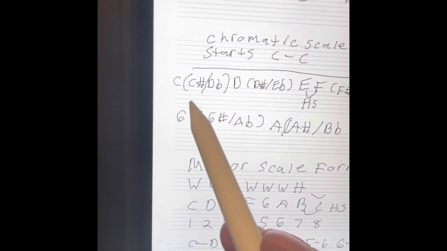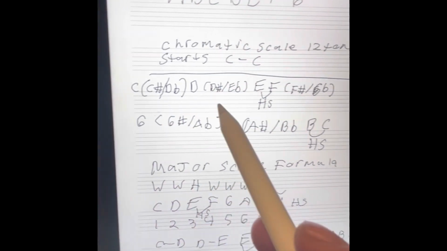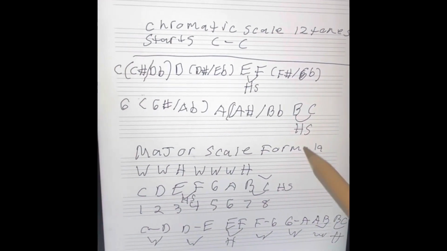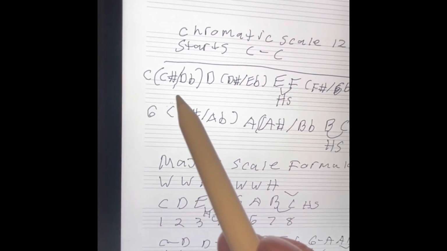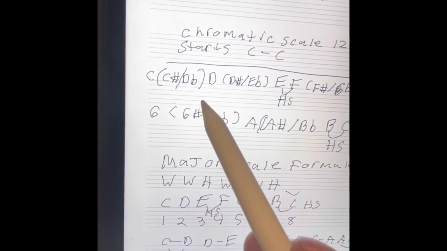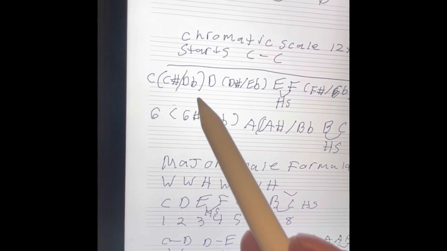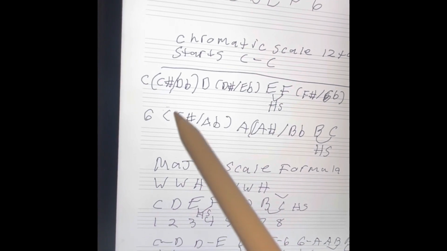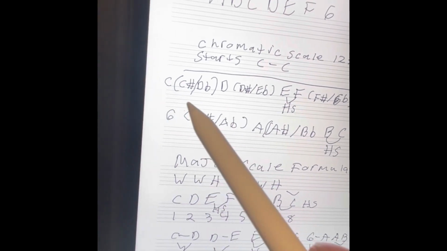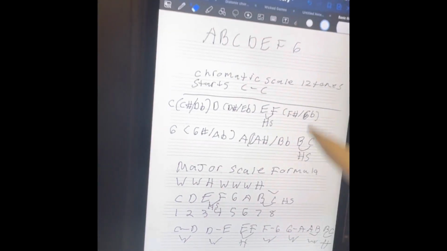So with a chromatic scale, you always start on the note C and you go all the way up until you get back to a C. So what we got here is we got the C and then the C sharp D flat, which means the enharmonic equivalent, which means the same note, but whatever note you put there, it all depends on the key signature.